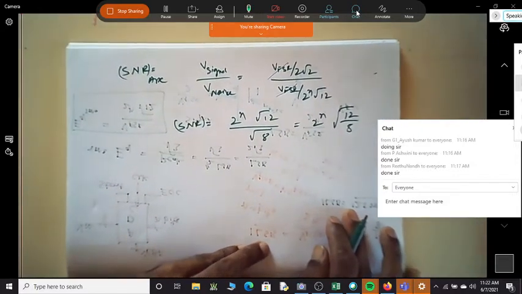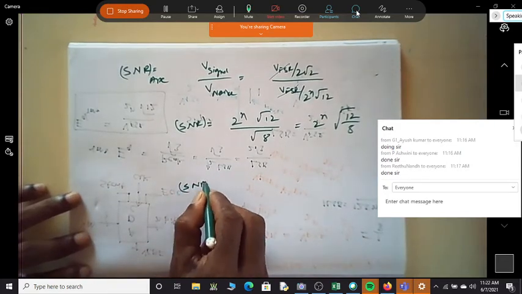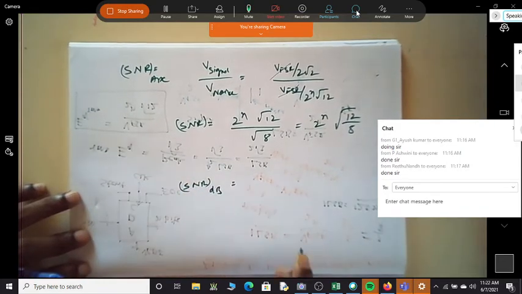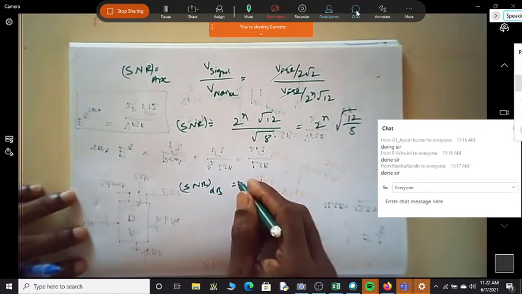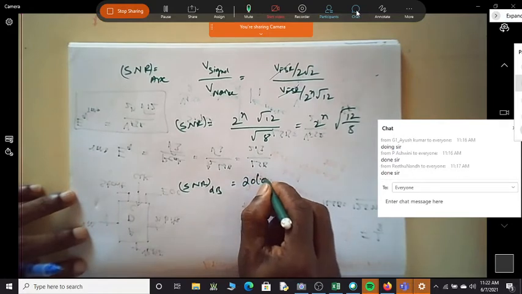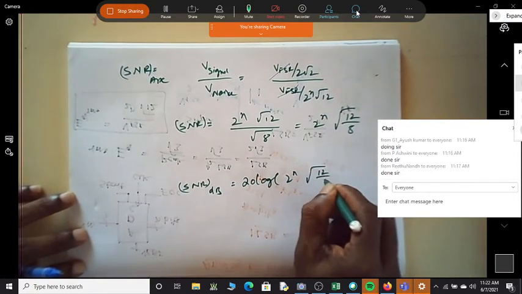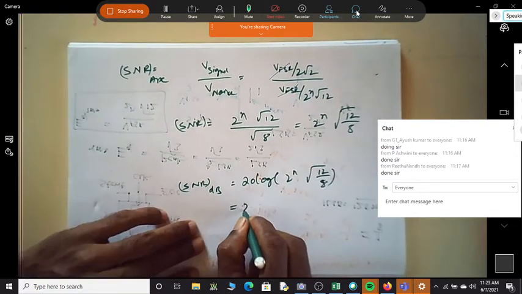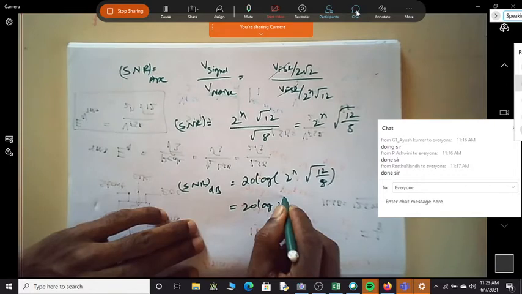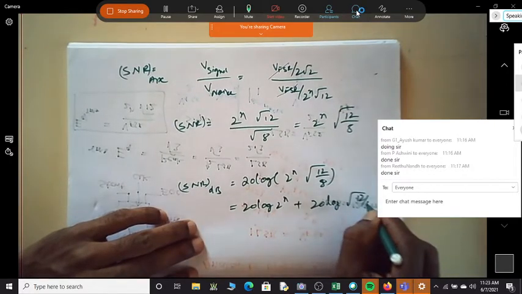Now, usually the signal to noise ratio will be specified in terms of dBs. If I take it in dBs, then it is 20 log of 2 power n times the root of 12 by 8. Shall I now write it as 20 log of 2 power n plus 20 log of root of 12 by 8? What is this?